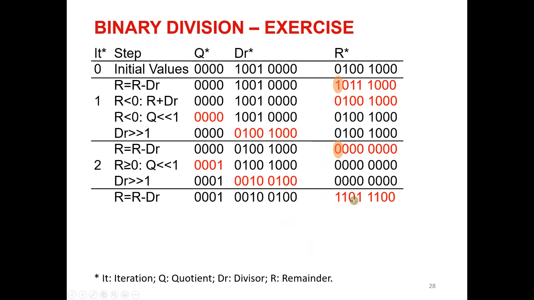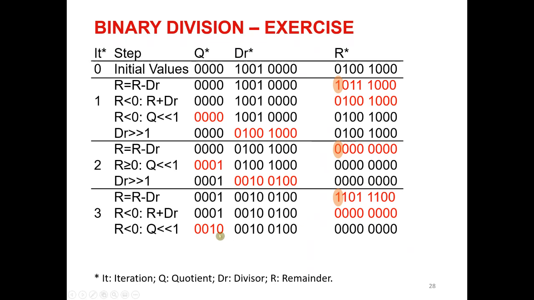It's a negative value, so we undo that operation by adding the divisor again. This is what we have actually done here. We shift left the quotient, and in this case we add a 0 in the rightmost significant bit because the number was negative. This is indicated by this bit 1 here. And then we shift right the divisor. We continue in the next slide.